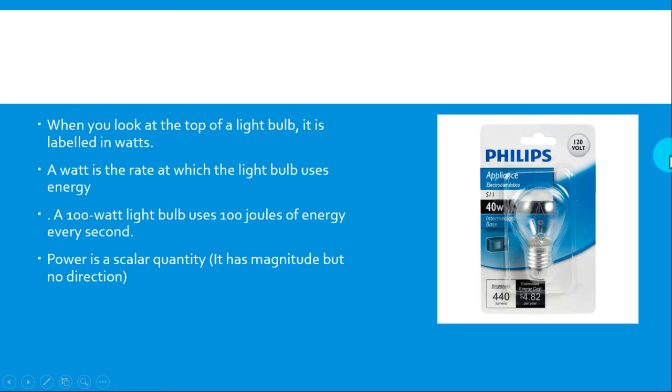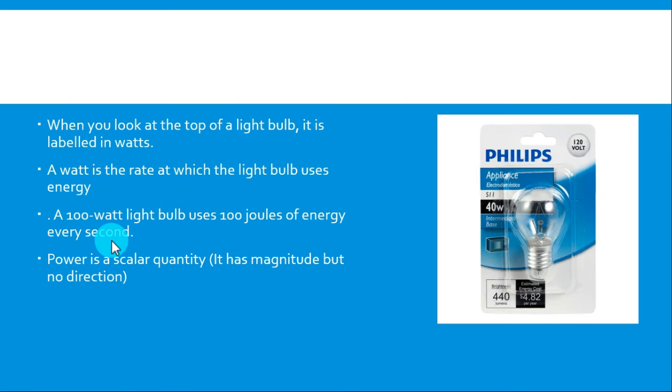When you look at the top of a light bulb, it is labeled in watts. When you go and buy a light bulb, you see that there is a number written with W, 40 watt. A watt is the rate at which the light bulb uses energy. What does 40 watt mean here? It means that this light bulb uses 40 joules of energy every second. Okay, this is the meaning of a 40 watt light bulb. If you have a 100 watt light bulb, it uses 100 joules of energy every second.